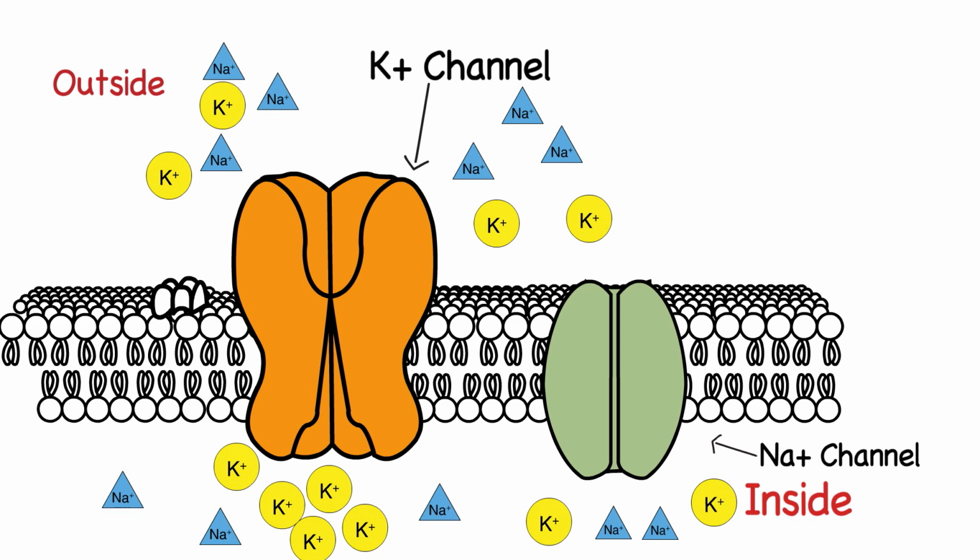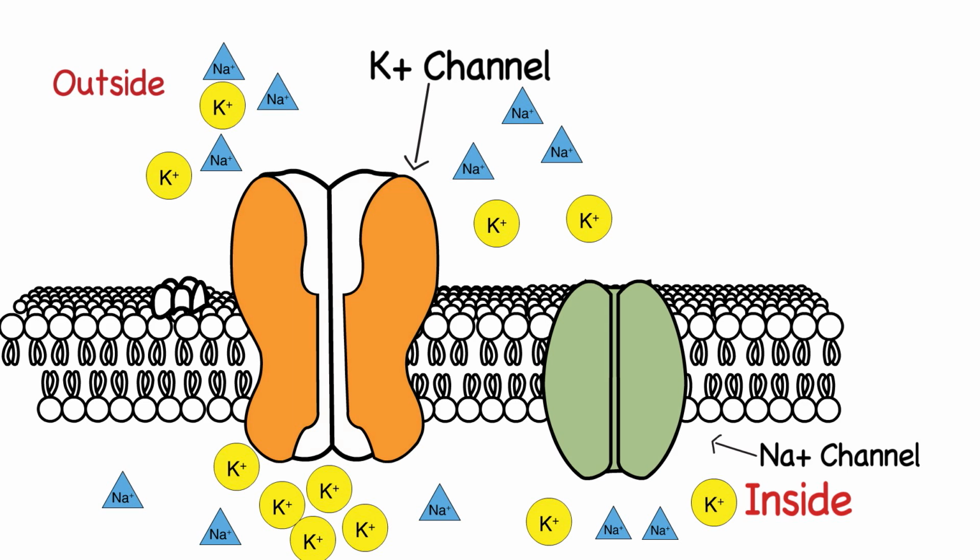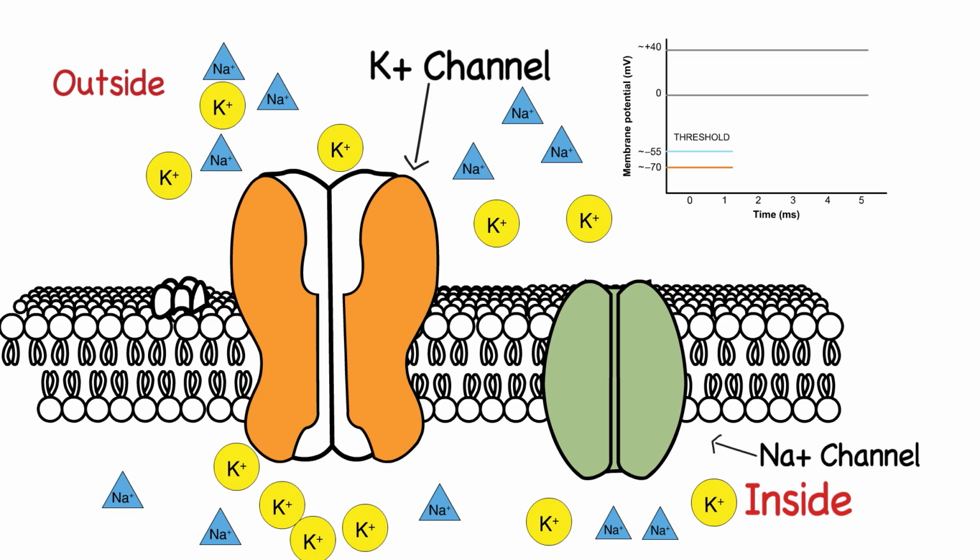What happens with these channels is important for determining the resting potential and then the action potential. The way in which potassium ions and sodium ions move through the channels between the outside and inside of the cell is a combination of the concentration of the ions and the electrical forces acting on the ions.